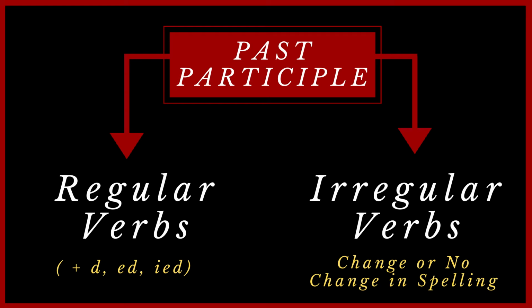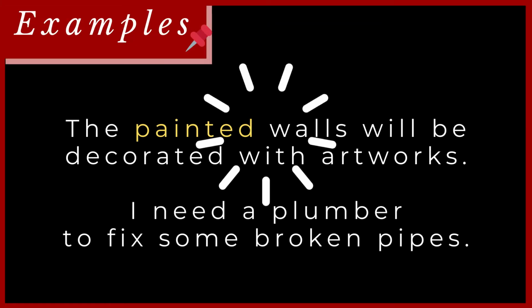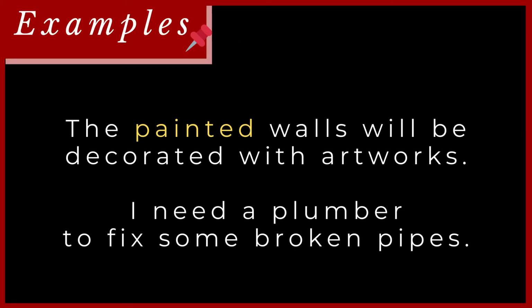Notice these examples. The painted walls will be decorated with artworks. I need a plumber to fix some broken pipes. The words painted and broken describe the nouns walls and pipes respectively. These are examples of past participles.